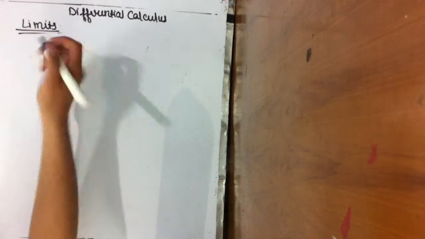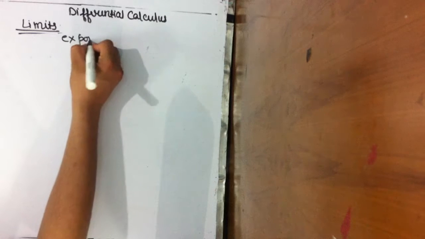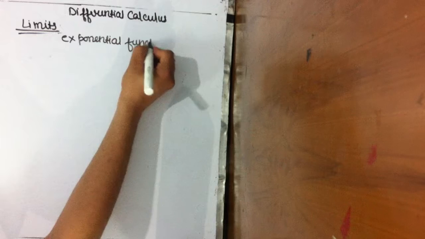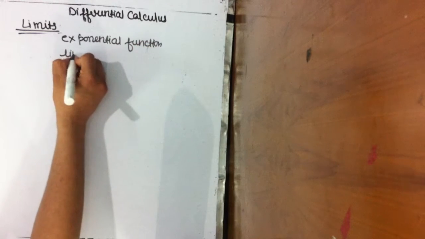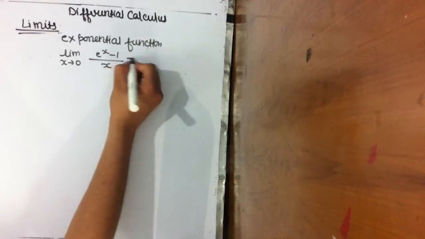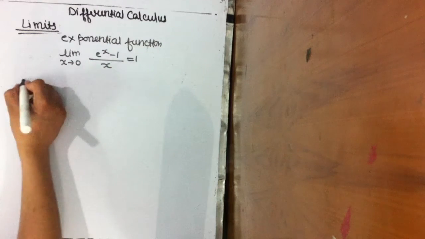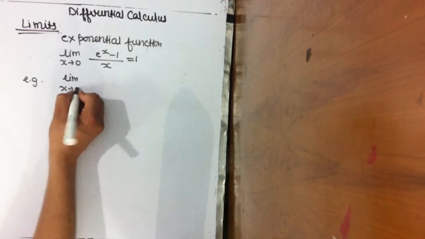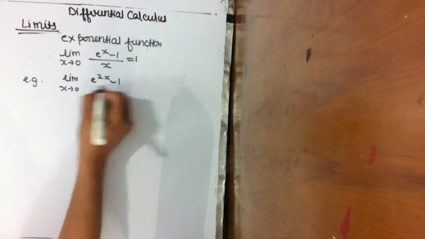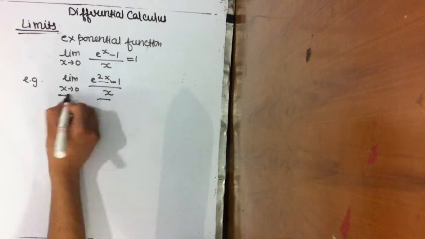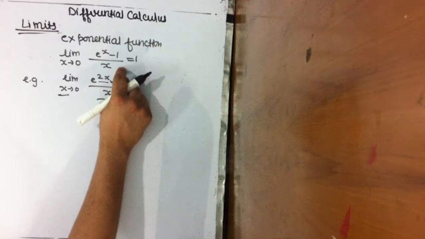Then if I look at exponential functions, that is limit x approaches to 0, e to the power x minus 1 divided by x equivalent to 1. For example, limit x approaches to 0, e to the power 2x minus 1 divided by x, we need to calculate. So this and this must be equivalent as compared to the standard result.